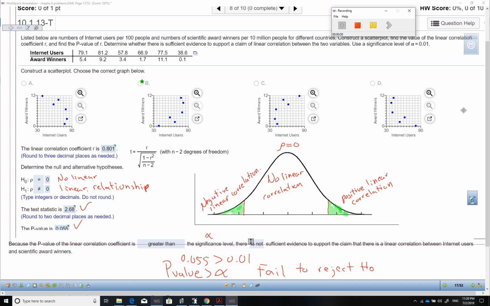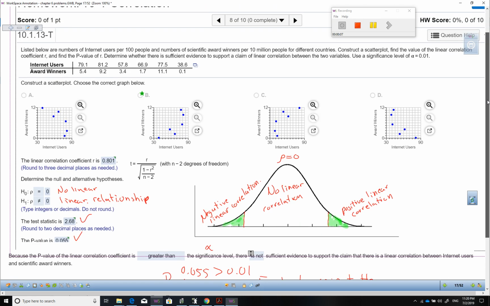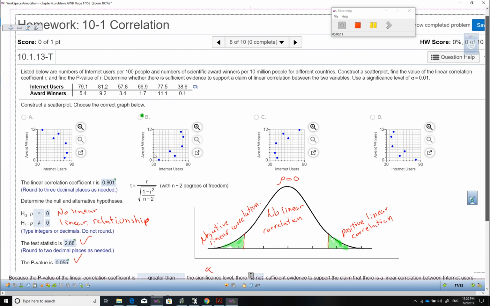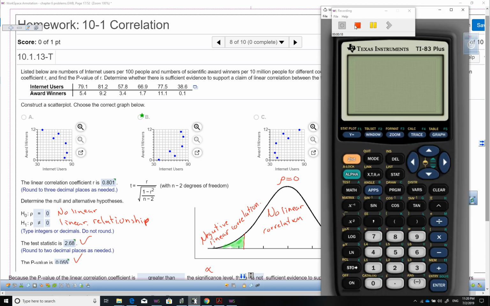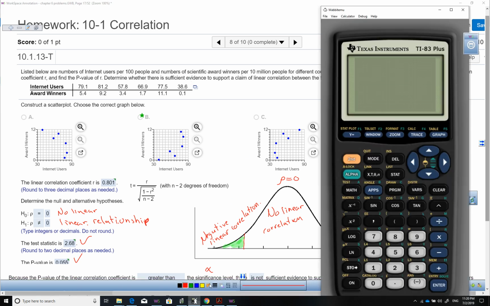Okay, this is problem number 8 on chapter 10, section 1. For this problem, you need to create a scatter plot for the first part of the question. I'll be using a TI-83 this time. Okay, first of all, you need to set up this data set here on L1 and L2. Let me show you. We've done this a lot.